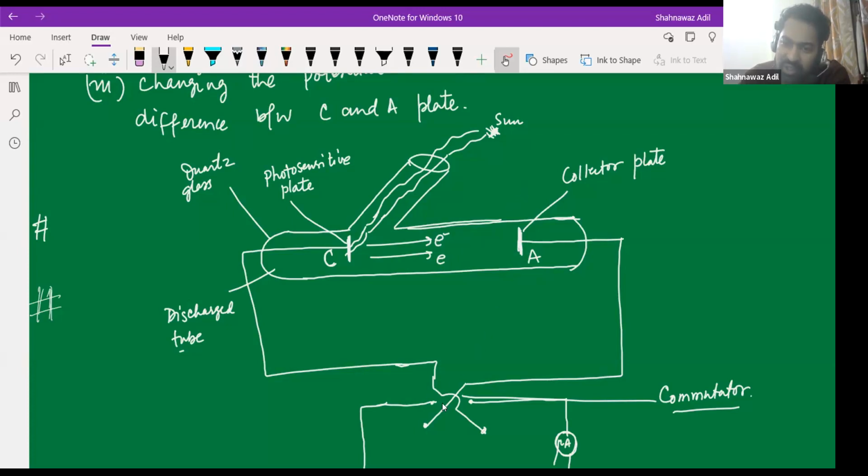Now I have changed this commutator. By means of this commutator, I have changed the polarity of this potential, and this has become negative. So if this is negative, what will happen to these electrons? They would be repelled, and they will not come here, they will fall on this surface, right? This is now positive, so this electron would be attracted here, right, guys? Clear?